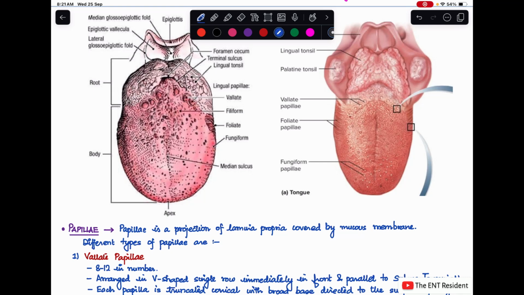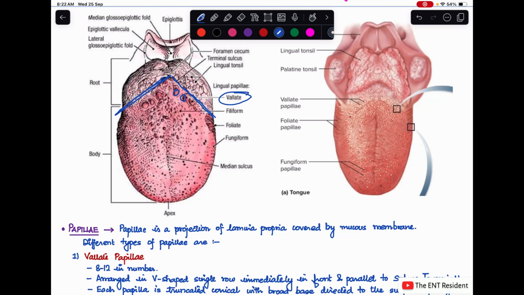Now there are four different types of papillae that you need to know about. The first is the Vallate papillae. Now, I'll show you the Vallate papillae right over here. You can see these structures over here. This is the sulcus terminalis, as I had showed you. And the sulcus terminalis divides the tongue into the anterior two-thirds and the posterior one-third of the tongue.